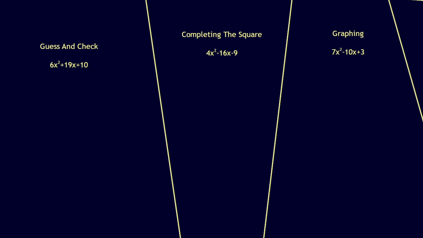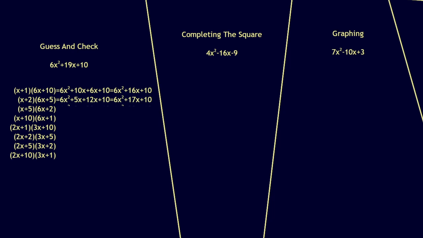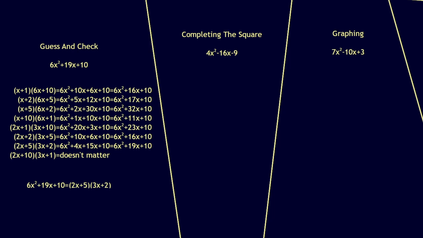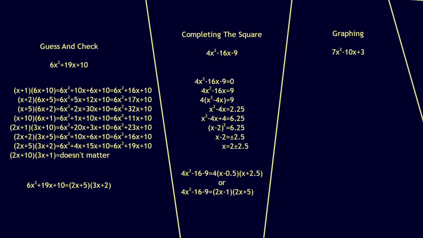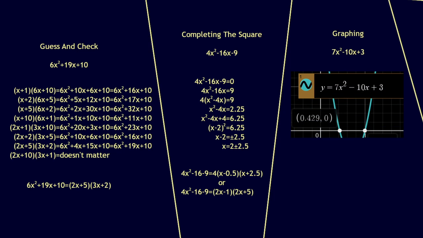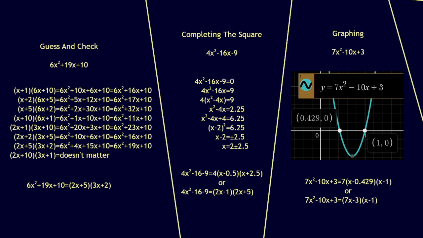The most commonly taught is the guess and check method, which has us write down every possible factored form based on our first and last terms and FOIL them all out to see which one is correct. Alternatively, you could complete the square or plug your values into the quadratic formula and construct binomials from the results. Or you could even graph the expression, see where your x-intercepts are, and write your factored form based on those.